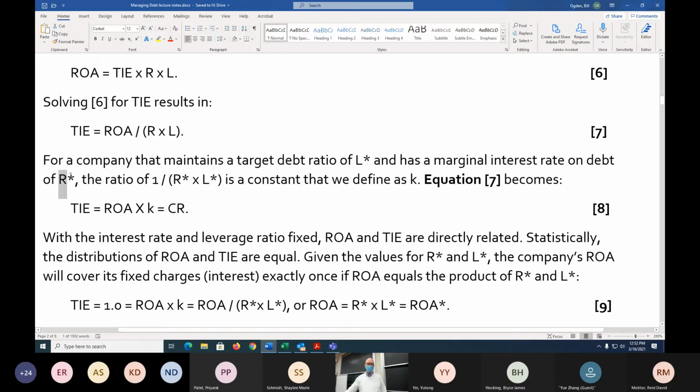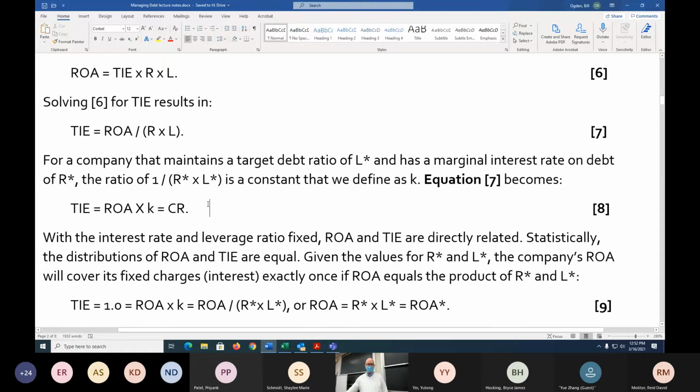If you know the interest rate for the company, then we're going to put a star by it. If it's given, it has a star by it. So therefore, the ratio of 1 divided by R, the product of R times L, is a constant. So we're going to say times interest earned is equal to the ROA times this K, where K is 1 over R times L.